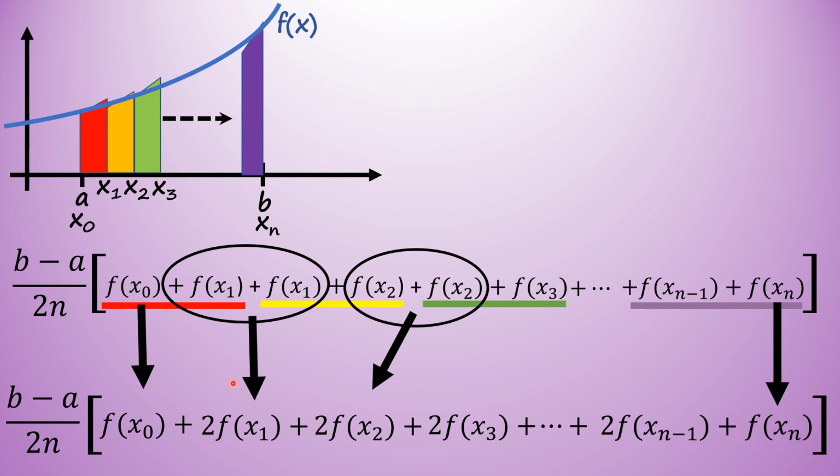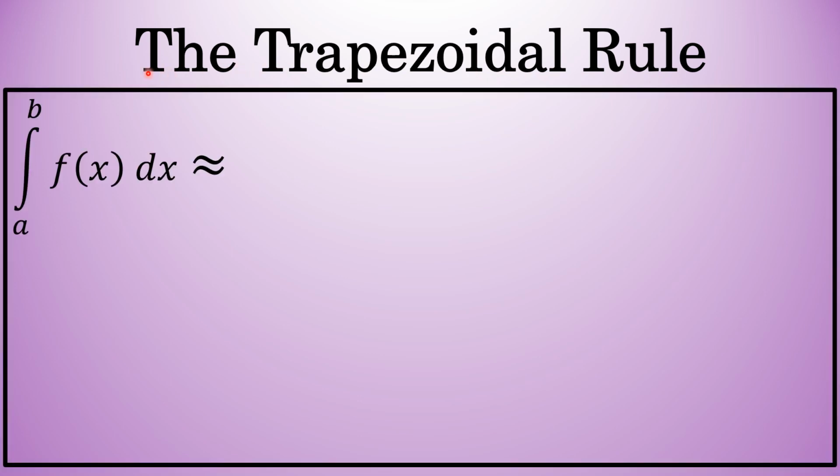This expression describes the approximation of the area between a curve and the x-axis with trapezoids. And that expression is known as the trapezoidal rule. The trapezoidal rule provides an approximation for a definite integral.